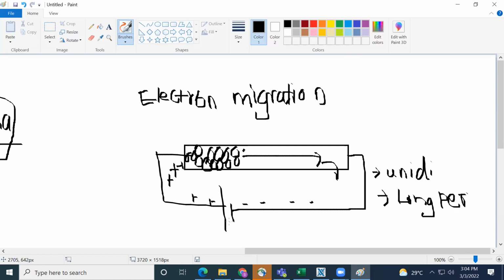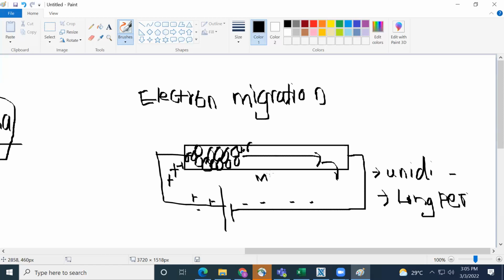When you apply a voltage, DC means unidirectional, AC means alternating current. So positive and negative both will go, so the balance will be cancelled. That's only one voltage. So one force will be given for a long period of time. What will happen? These atoms will move. Due to the movement of atoms, the structure will be changed.